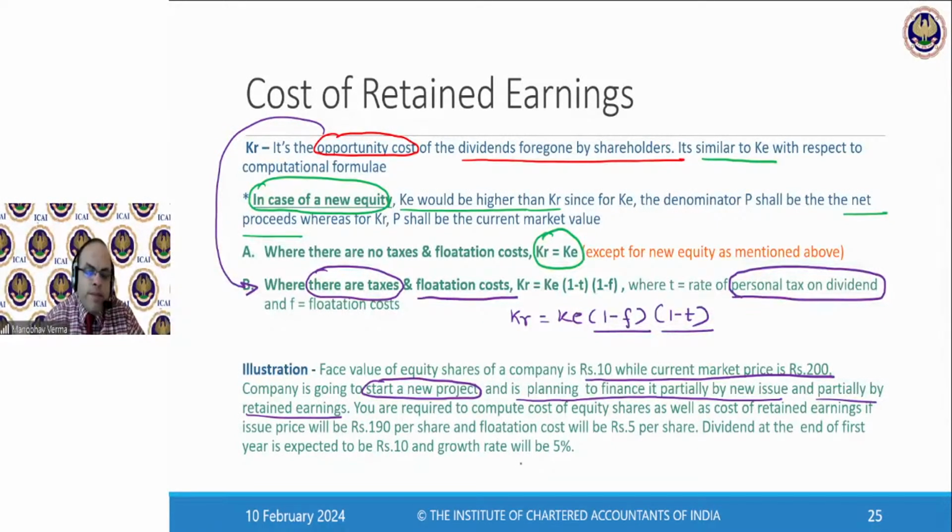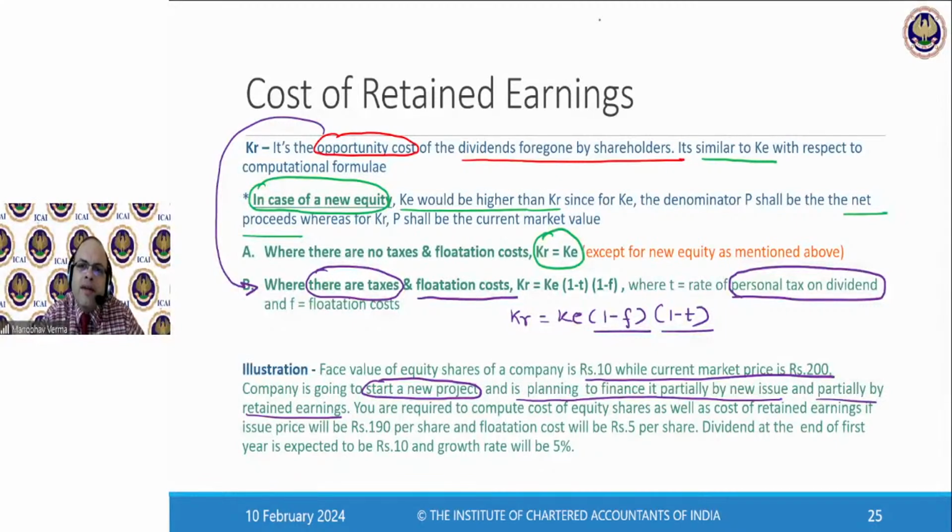You are required to compute the cost of equity shares as well as the cost of retained earnings. The issue price will be 190 per share, the flotation cost is given as 5, the dividend at the end of the first year is expected to be 10, and the growth rate is 5%. Interesting question. We are supposed to calculate the cost of equity and the cost of retained earnings. Now, what comes to my mind in terms of the usage of the denominator?